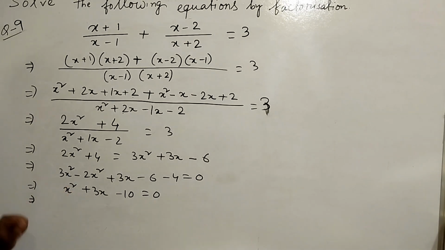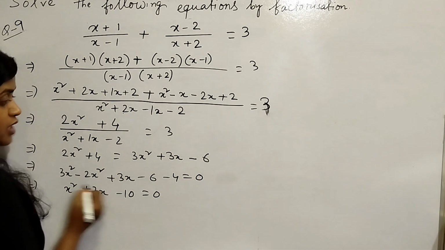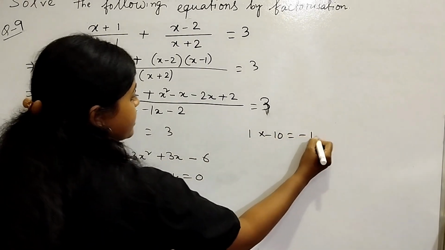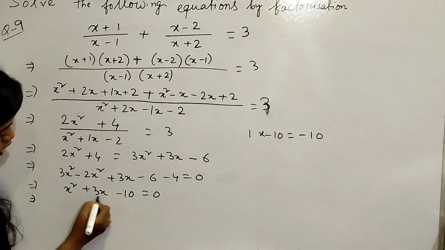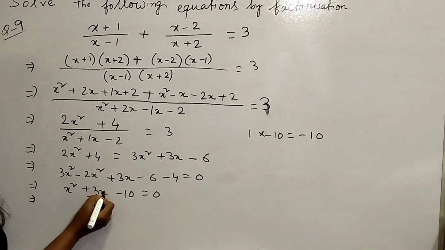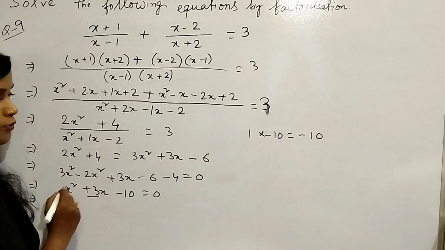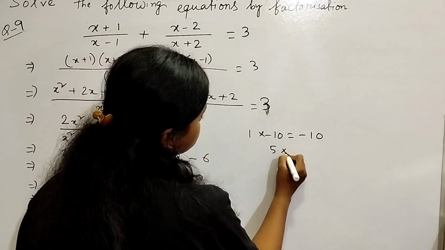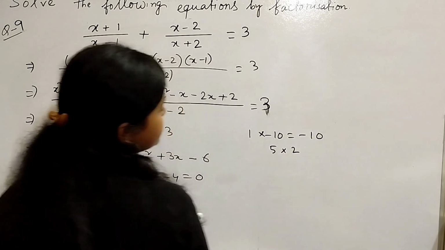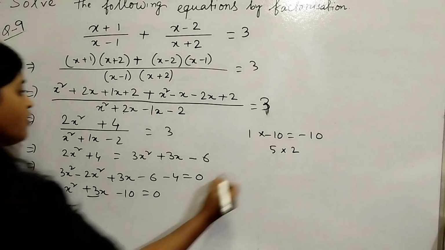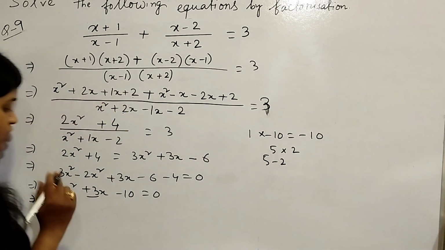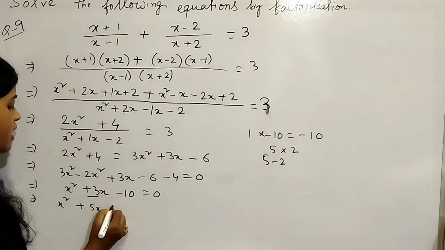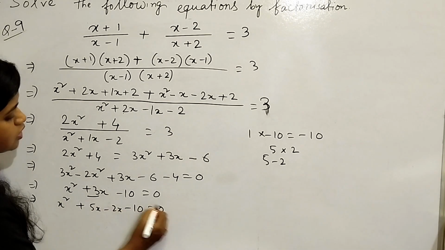Now, x square: the coefficient of x square is 1 and the constant term is minus 10. So the product becomes minus 10, and the coefficient of x, the middle term, is plus 3. So you have to adjust plus 3. So 10 can be written as plus 2 into 5 into 2, 5 into 2 is 10, and if I write 5 minus 2 we get 3. So now x square, 3x can be written as 5x minus 2x minus 10 equal to 0.